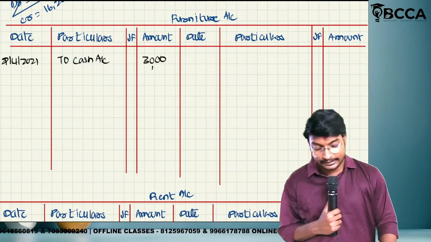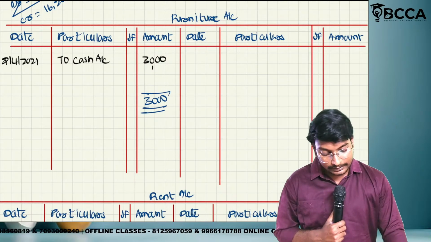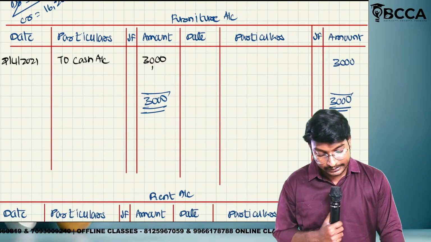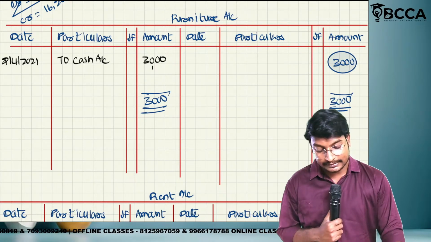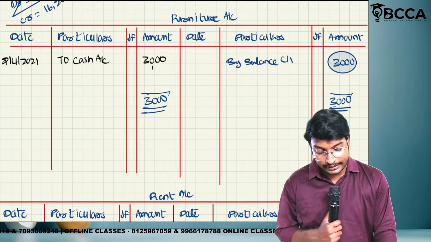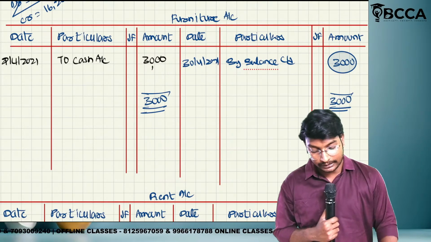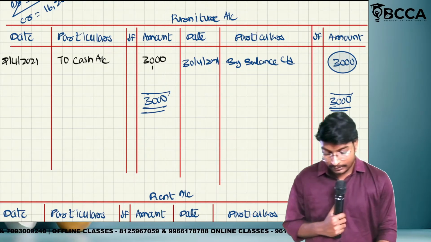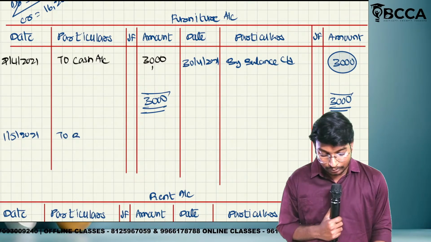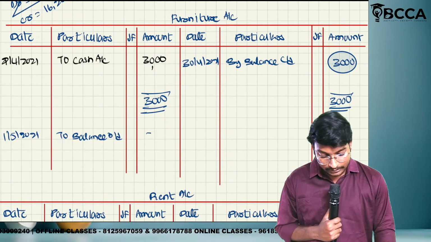Next, furniture is easy to balance. What? 3,000. And here also how much? 3,000. So what is the difference amount? 3,000. This is called as a balancing figure. What we need to record? By balance carried on. What is the month ending? 30th April 2021. What is the next month beginning? 1st May 2021. We will call it as what? To balance brought down. How much? 3,000.